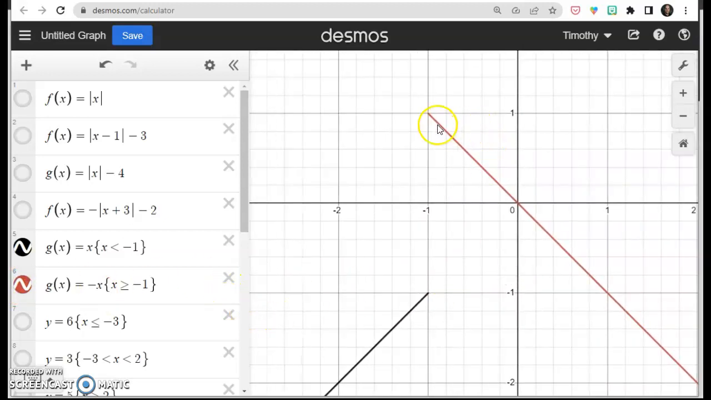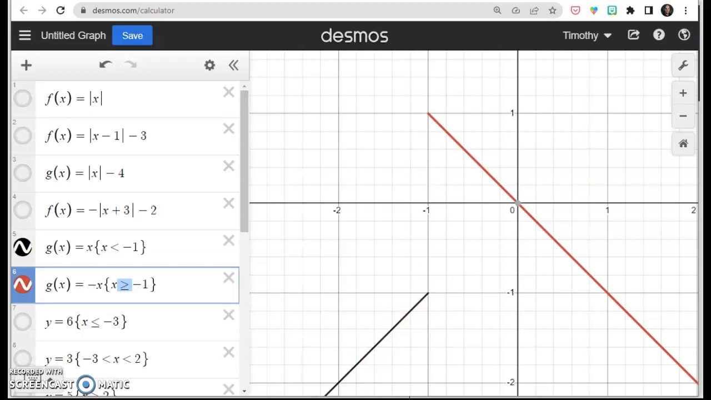Now, Desmos does not show this, but for inequalities that are not equal to, there's an open circle on the end. So picture a little open circle right here. And since we are greater than or equal to on this one, closed circle right here. Notice this red line behaves like negative x. The black line behaves like positive x.